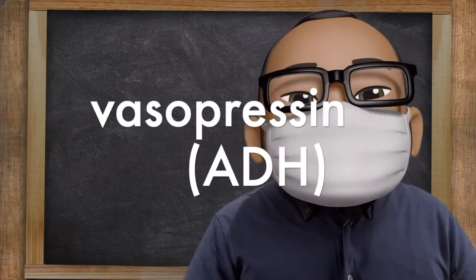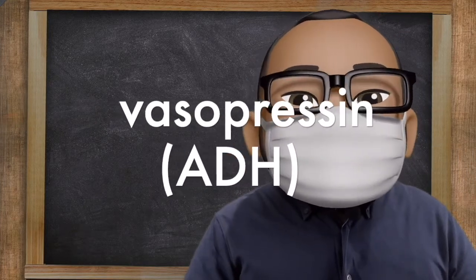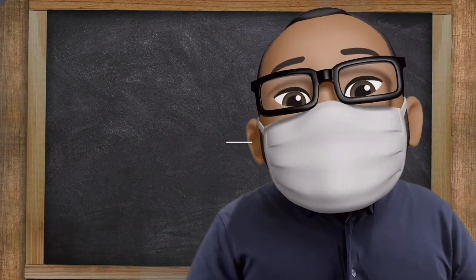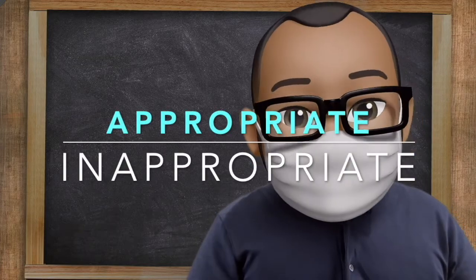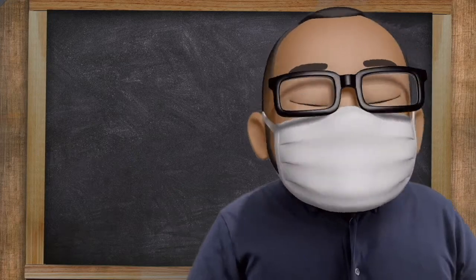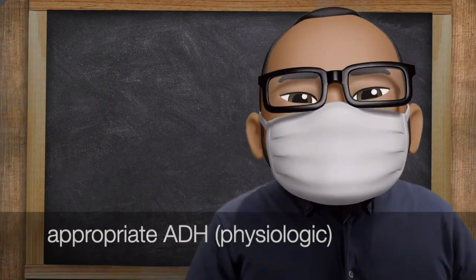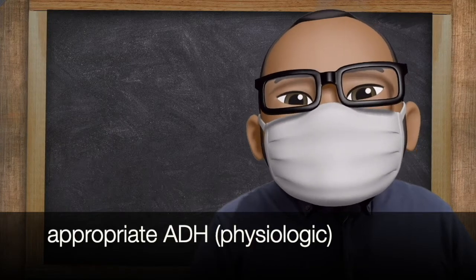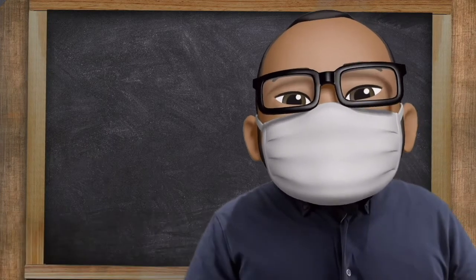Remember, water balance is regulated by the hormone vasopressin or ADH. In cases of abnormal serum osmolarity, antidiuretic hormone can be appropriately secreted or inappropriately released by non-pituitary cells, leading to excessively high levels of ADH. What is appropriately released ADH? It's always related to your low ECF volume.